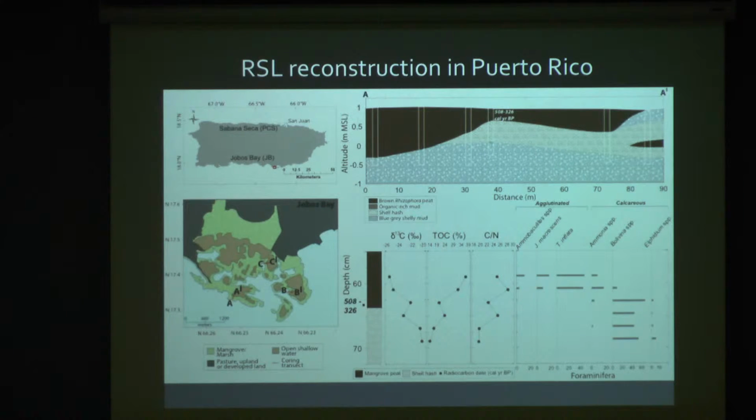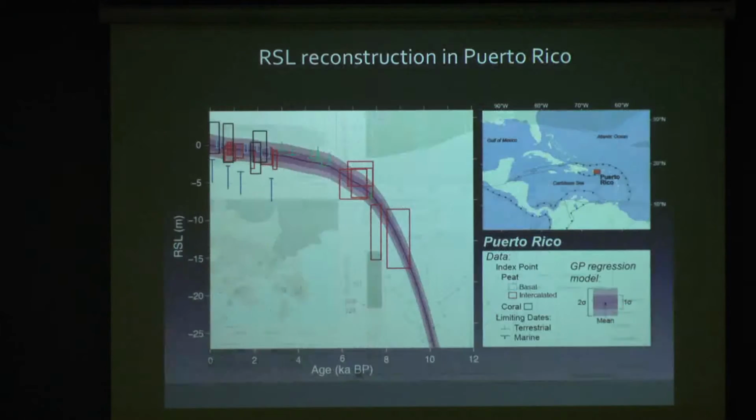This is an example transect of cores that we collected from a site on the southern coast of Puerto Rico in Hobos Bay. And so here's this transect A to A prime. Then we sampled a sediment core, and we dated the contact between a shell hash unit and a mangrove peat. And we analyzed the bulk geochemistry and the forams going down the core. We find that the proxy data indicates that the contact is conformable, and this radiocarbon dated contact is indicative of deposition within a mangrove peat environment. So we can use this date to reconstruct the position of sea level.